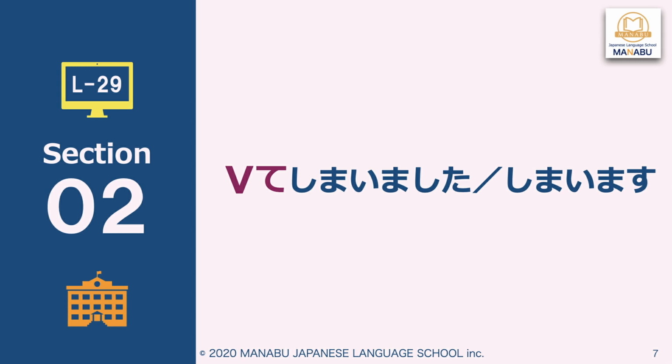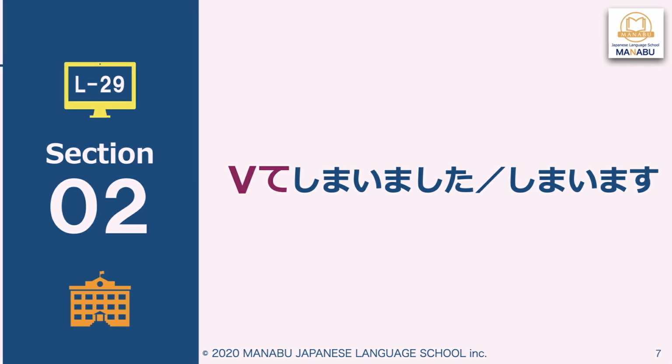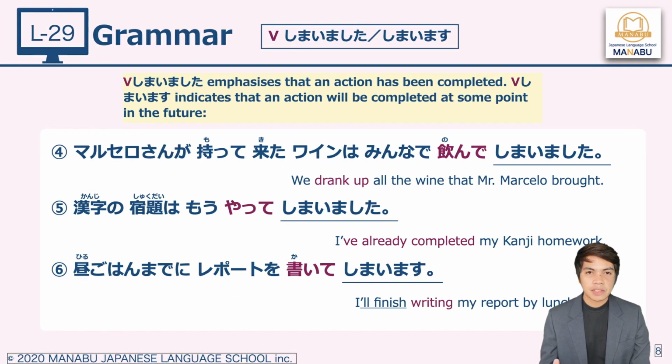Grammar point number 2, verb te shimaimashita and the verb te shimaimasu. The verb te shimaimashita emphasizes that an action has been completed. The verb te shimaimasu indicates that an action will be completed at some point in the future.